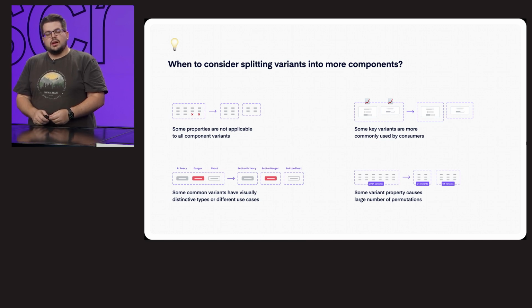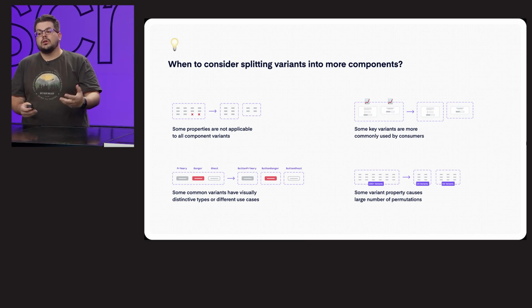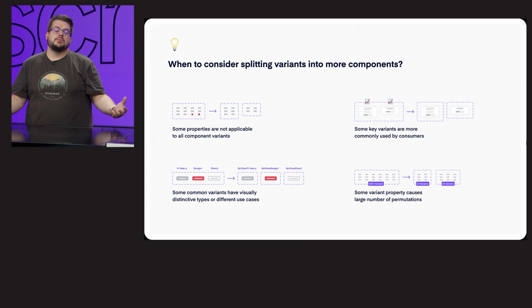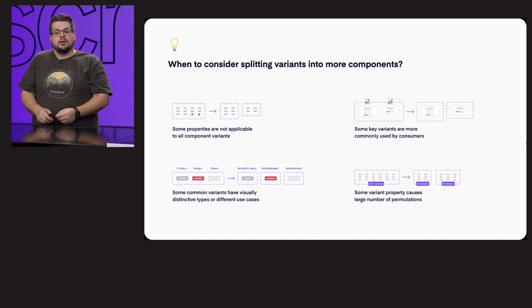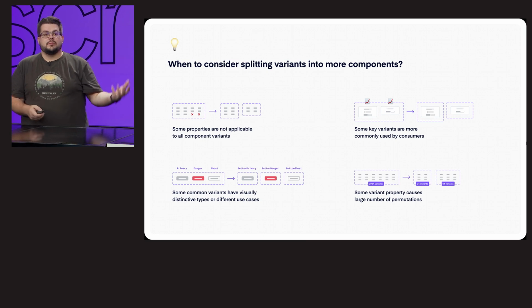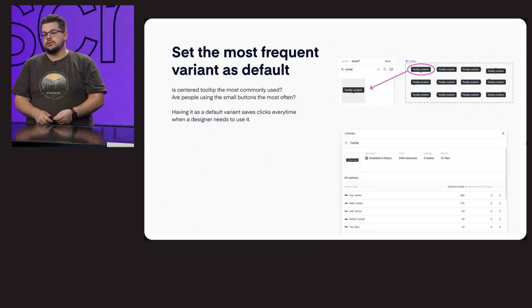Another helpful thing may be using analytics in Figma to figure out which components or which variants are more commonly used by consumers, and if there are strong candidates, it's a good thing to split them into separate components as well. And one last thing, which I think is very important, is that when there is a variant that causes a large number of permutations, for example, hundreds of different variants, it's a good thing to split it into several components, because not just will the component become more maintainable, it will also lower the size of the library for consumers.